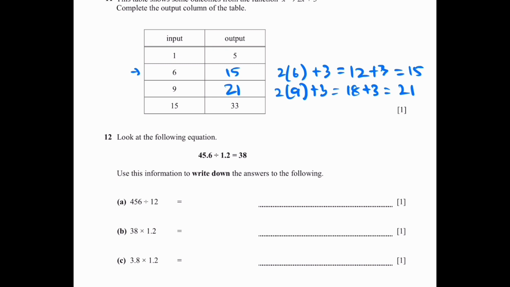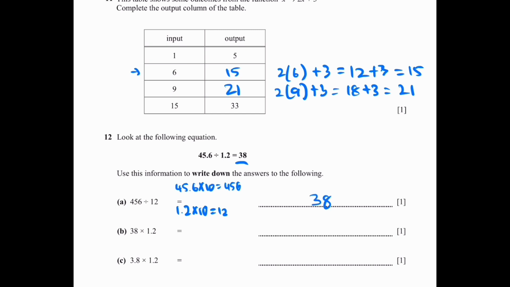Look at the following equation. 45.6 divided by 1.2 is 38. Use this information to write down the answers to the following. 456 divided by 12 equals, so for the A1, 45.6 multiplied by 10 equals 456. 1.2 into 10 equals 12. Because both have been multiplied by the same value and you're dividing, the value of the answer will be the same, which is 38.